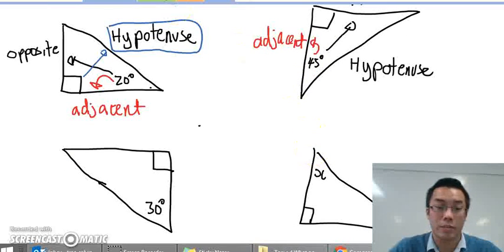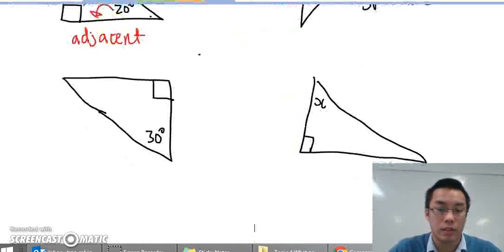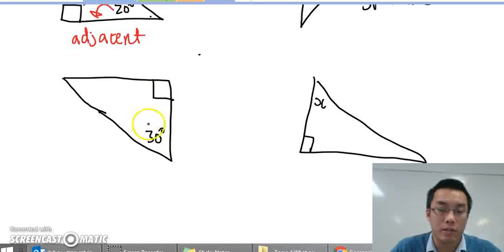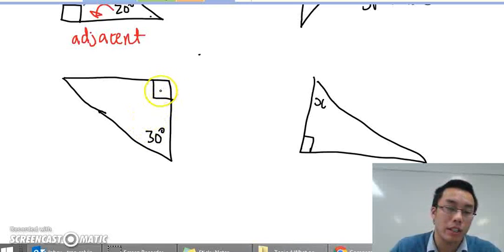I'll show you another example. Okay, we have this triangle here, right angle triangle, and we have 30 degrees in this corner here. First thing you want to do is label it. So the hypotenuse is across from the right angle, so it's along the side, hypotenuse.